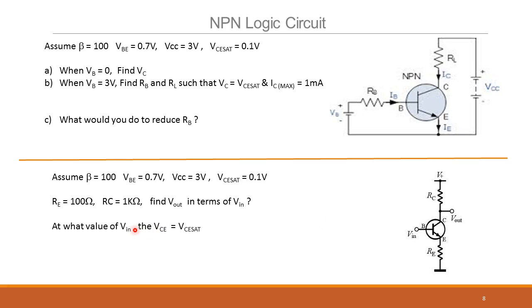At what value of Vin? Remember, Vin is not Vb. At what value of Vin is VCE equal to Vsat? VCE is not Vout again. VCE plus IE into RE is Vout, right? But what we want is VCE equal to Vsat. Just check that out. Because below that, the transistor will enter the saturation region, and you really don't want to operate the transistor in the saturation region as we have seen before. So what is the maximum value of Vin such that the transistor doesn't enter the saturation region?